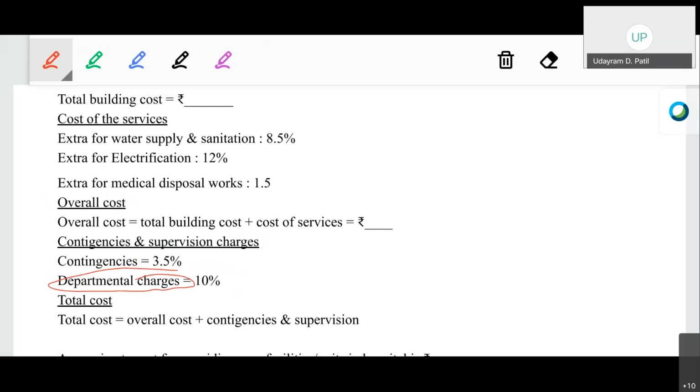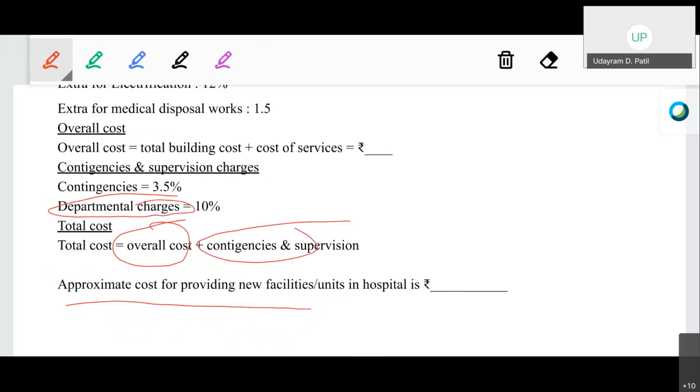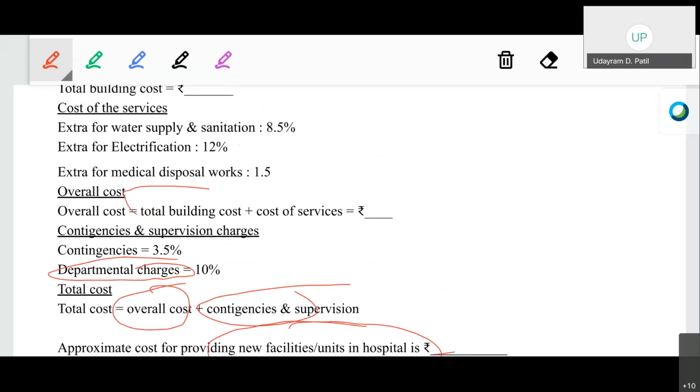OK, so the total cost will be the overall cost plus the cost of the contingency. That will be your final cost of the particular new facilities which we are going to provide in the hospital. OK, overall cost is the total building cost plus the cost of the services.